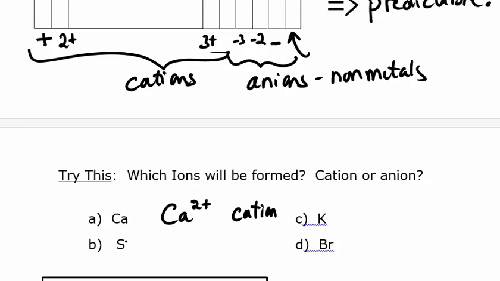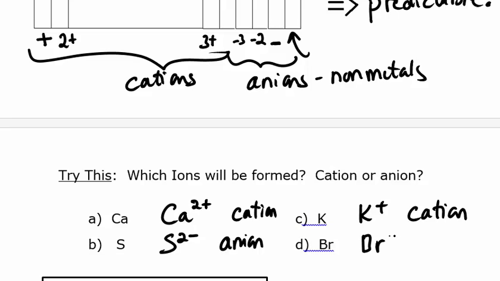B, sulfur, is in the same group as oxygen, so it is a 2- charge, and anything minus is an anion. Potassium is in group 1A, it'll be K+, positive is a cation. Bromine is a halogen, it's in the 1- group, and so it's minus, so it's an anion.